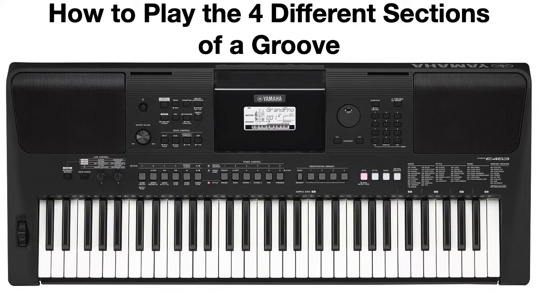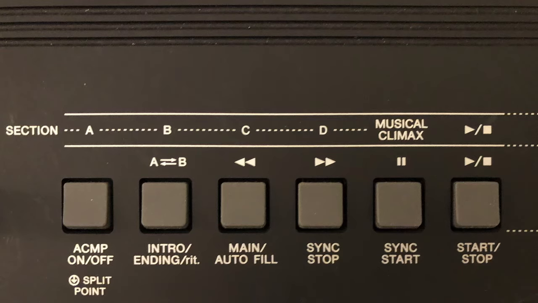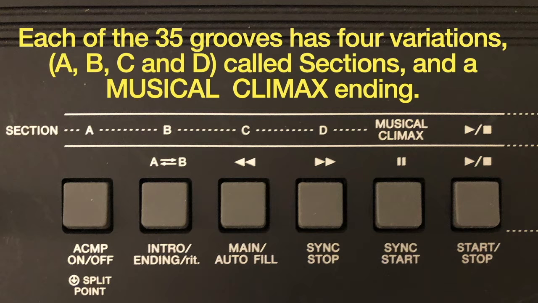That's a lot. So let's talk about how to play the 4 different sections of a groove. And we're going to be looking at this section of your keyboard. So I'm assuming I've called up a groove and I have a groove loaded in my keyboard. Each of the 35 grooves has 4 variations, and they're labeled A, B, C, and D. They're called sections. And there's also something called a musical climax. This is the button you're going to play when you're ready to stop the groove.